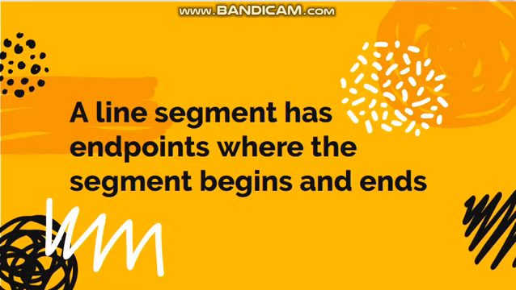So this is on your paper already. You don't have to write it down, but a line segment has endpoints that show where the segment begins and ends. That's how we know it has a specific length, because it has a beginning and an end.